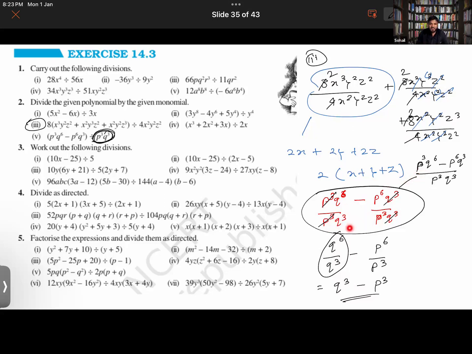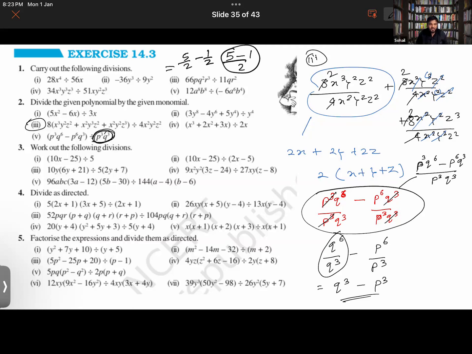Can I write it like this or not? Okay, if you got it, then say yes. Just like we were writing 5 minus 1 upon 2, can you not write it like this: 5 upon 2 minus 1 upon 2? Yes, sir. So the same thing is being done over here.